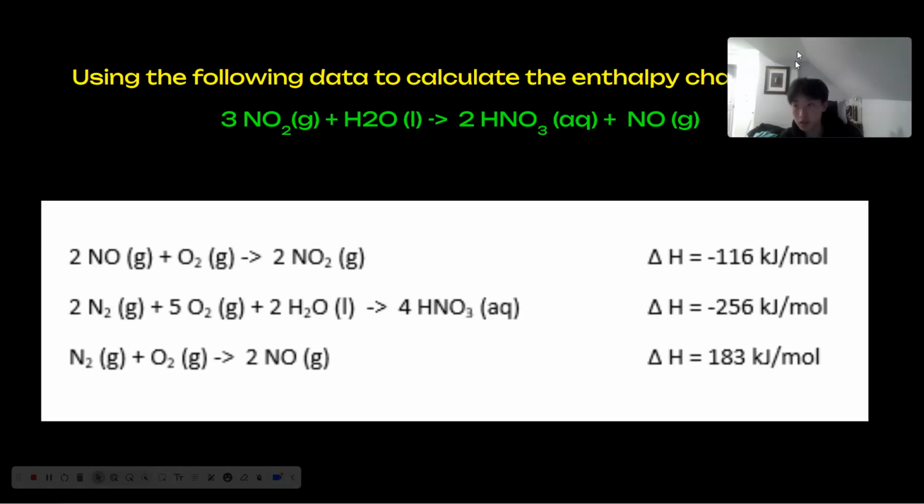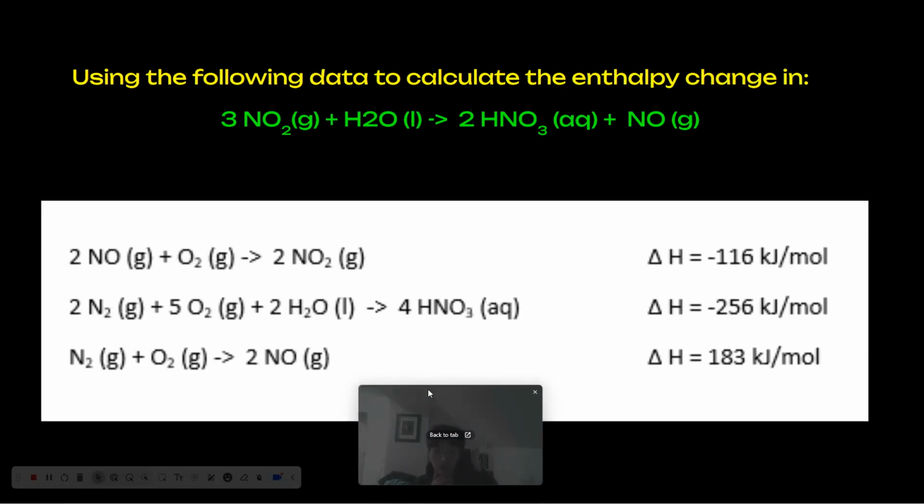complicated, not anything too crazy, but instead of having two separate reactions, we actually have three here. It says using the following data to calculate the enthalpy change. We need to find the overall enthalpy change of this formula right here: 3NO2 plus H2O yields 2HNO3 plus NO.